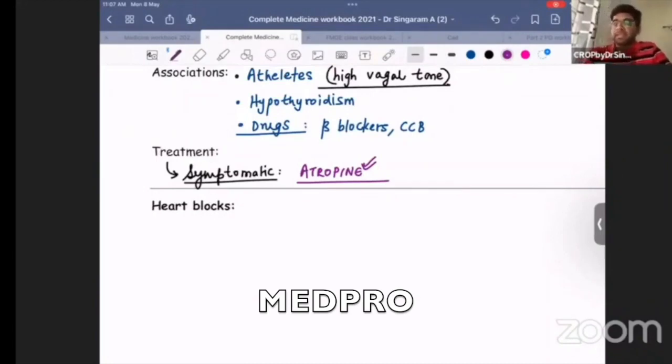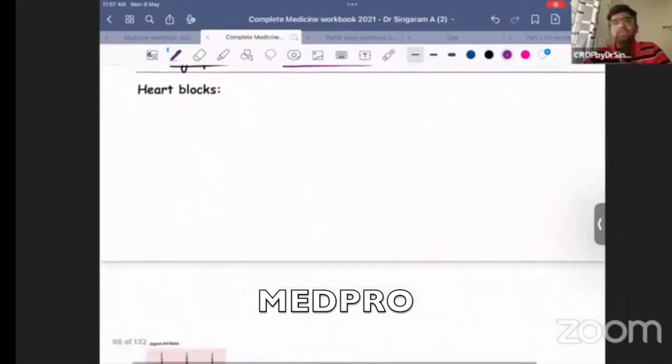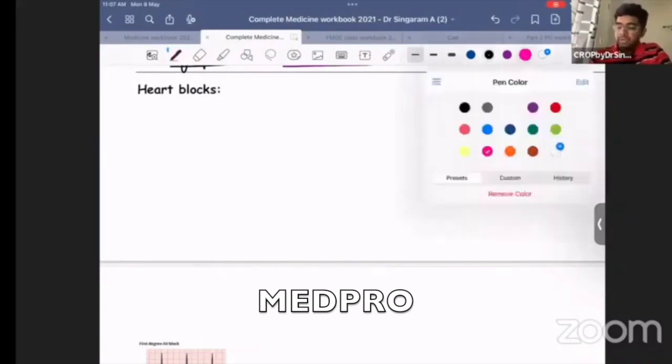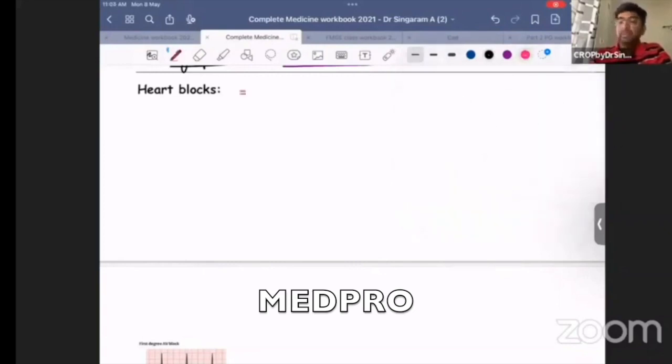Next, in this category of decreased conduction, there is something called heart blocks. What is the literal meaning of heart blocks? Heart blocks are related to the electrical conduction inside the heart. Electrical conduction is due to the conducting system: SA node, AV node, bundle of His, all those things. So I am going to write: heart block is a condition due to some problem in the conducting system of the heart.